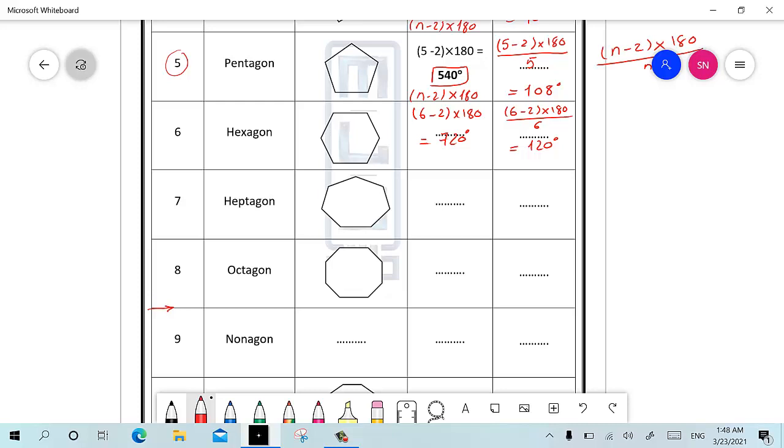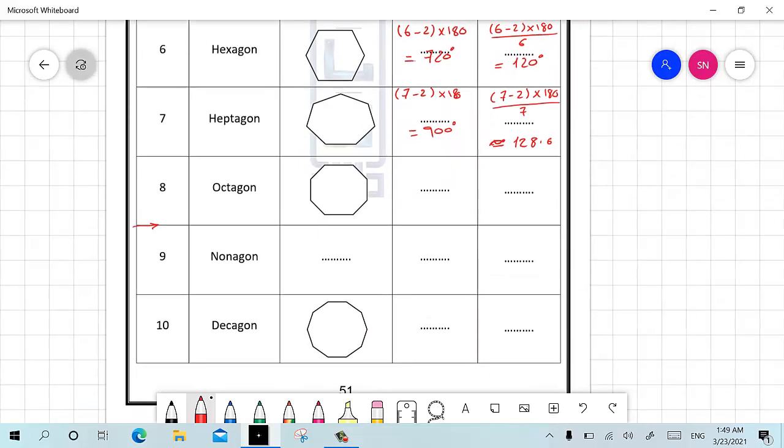Heptagon is a 7-sided polygon. So to find the sum of all interior angles, 7 minus 2 times 180, and this equals 900 degrees. And to find one, I'm going to make 7 minus 2 times 180 all divided by 7, and this is going to bring me a decimal. I want to find it approximated to the nearest tenth, so it equals 128.6.